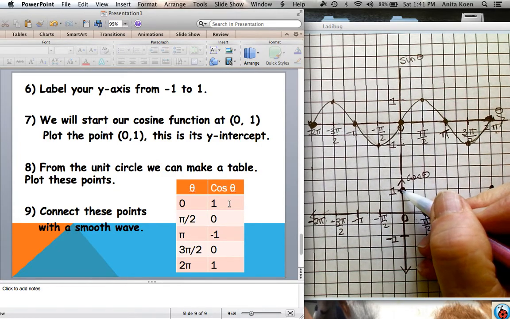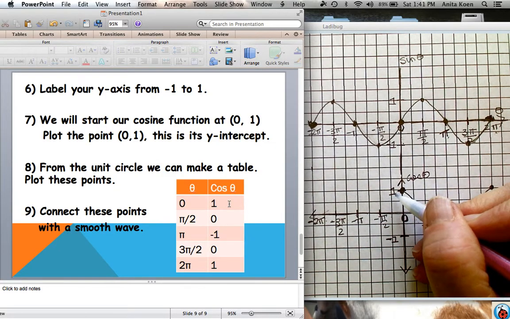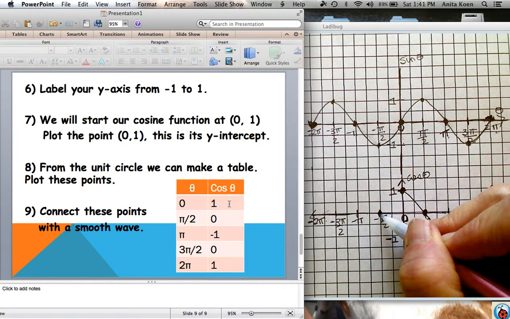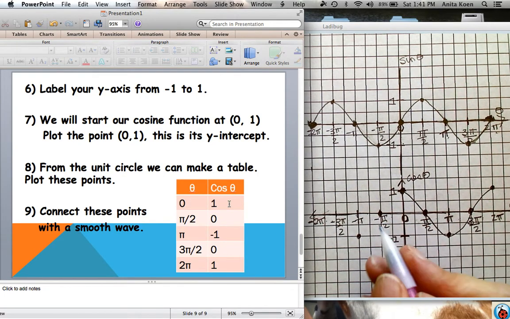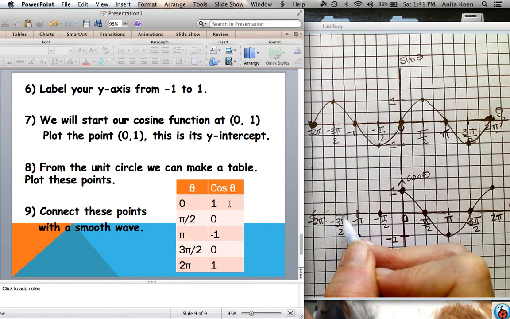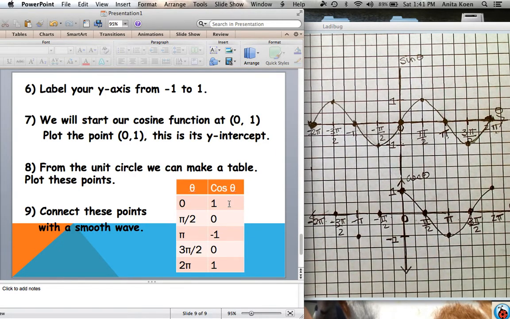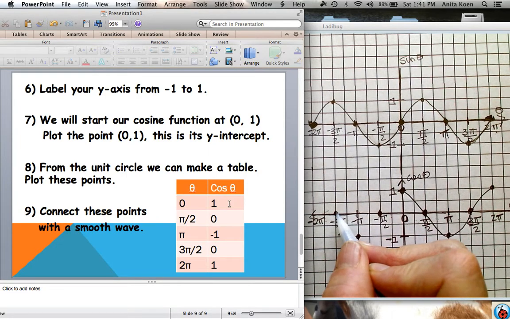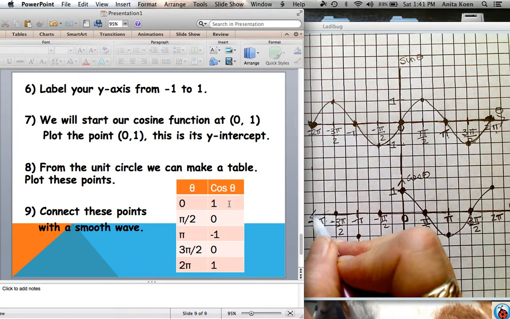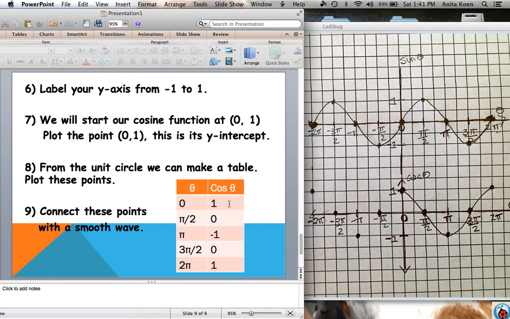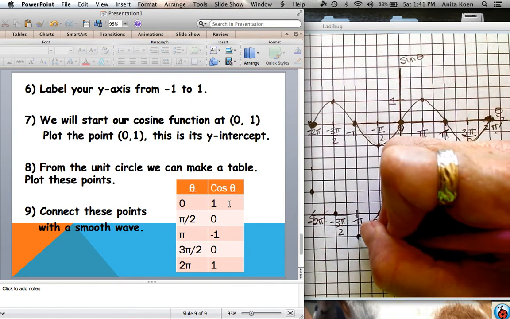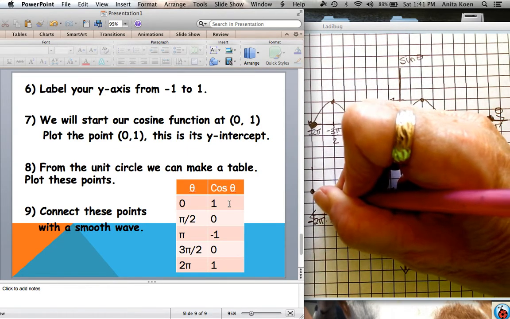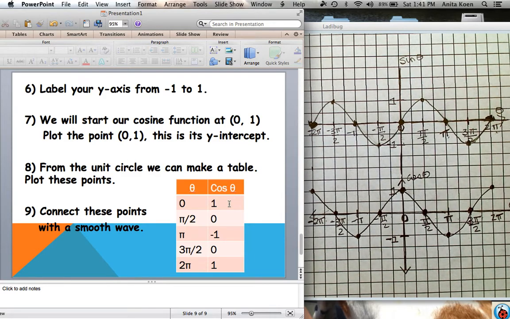This function is going to continue in its pattern. So from here, it's going to come down to 0 at -pi over 2. Then it's going to go down again. At -pi, it's going to be the value of -1. Coming back up, at -3 pi over 2, the cosine is 0. And then up again at -2 pi, we have a cosine of 1. I'm going to now connect these. And here is my cosine graph.